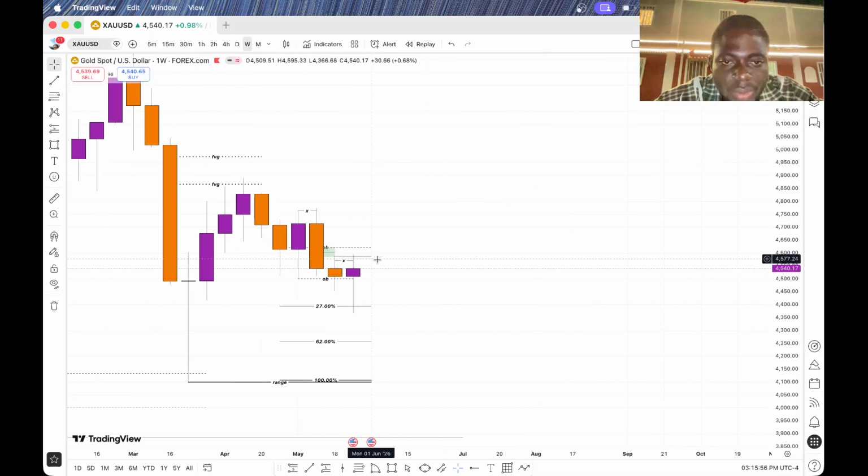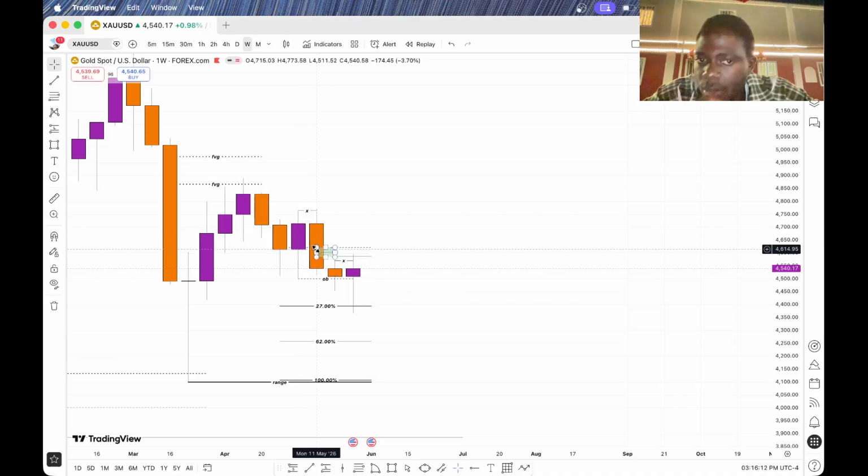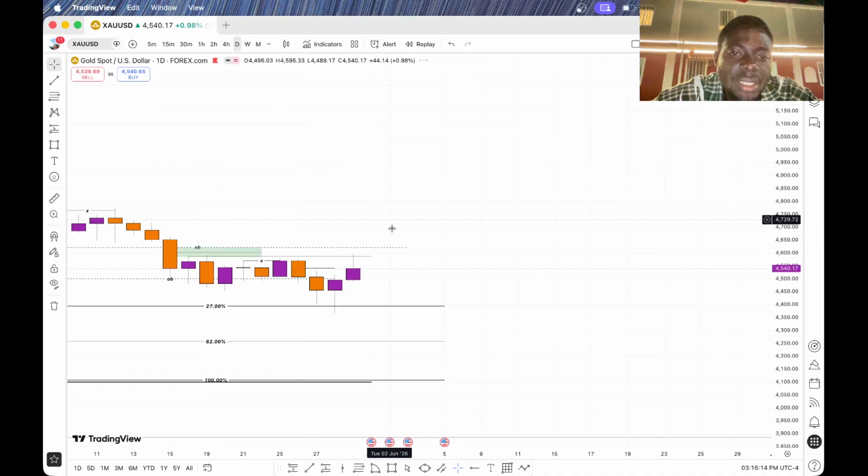In the weekly candle, here is a catch. It also did not close above this candle as an engulfing candle. That means to me that this candle is acting as a resistance. Do you understand? So we go on the daily.